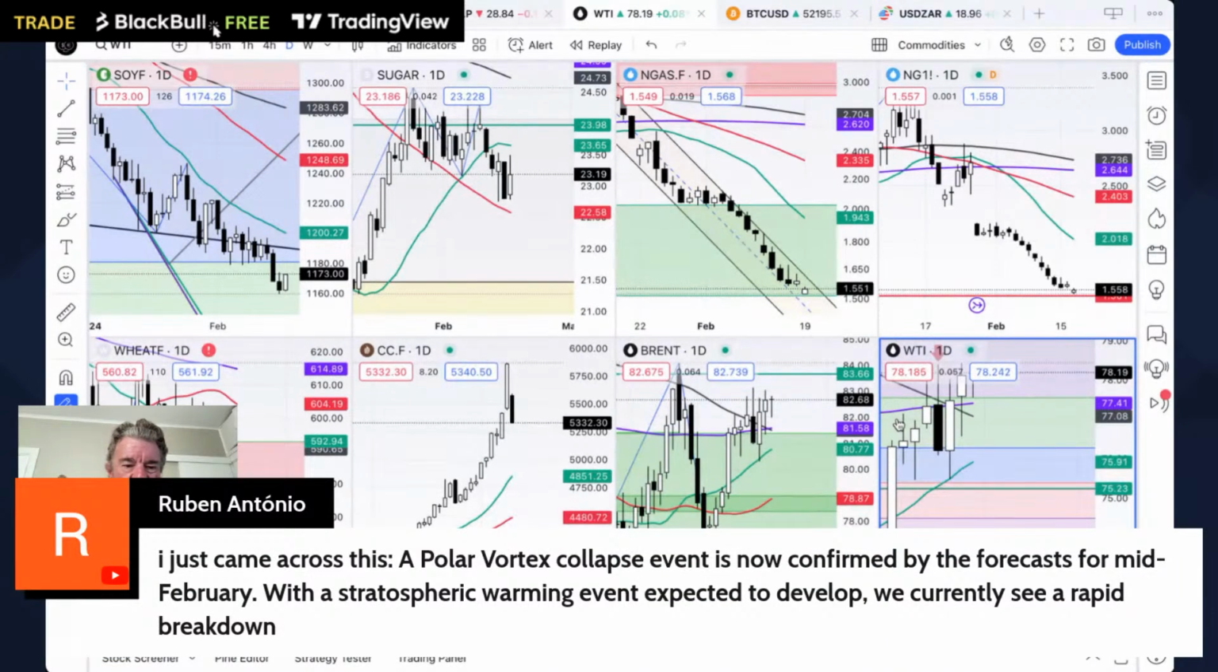And Ruben just came across this polar vortex collapse event is now confirmed by the forecast for mid-February with stratospheric warming event expected to develop. Can we see a rapid breakdown? I don't know. Ruben, I have no idea. Never heard of that. I mean, I know what a polar vortex is, sort of. I didn't know there was a polar vortex or a stratospheric warming event approaching. No idea.